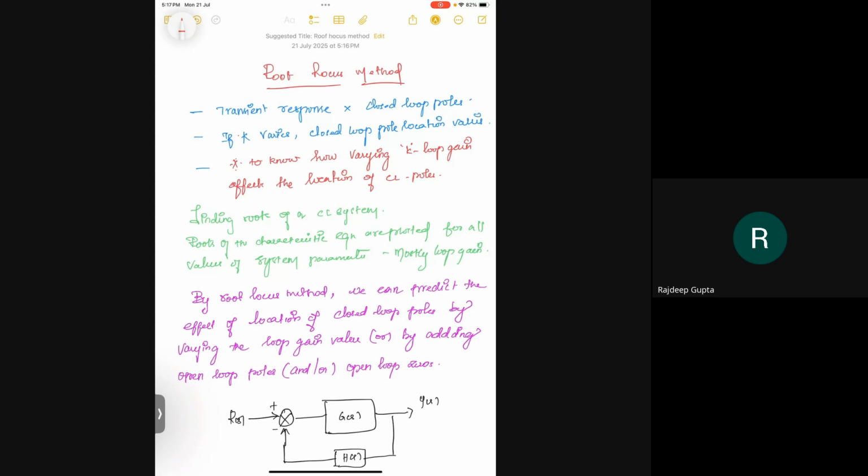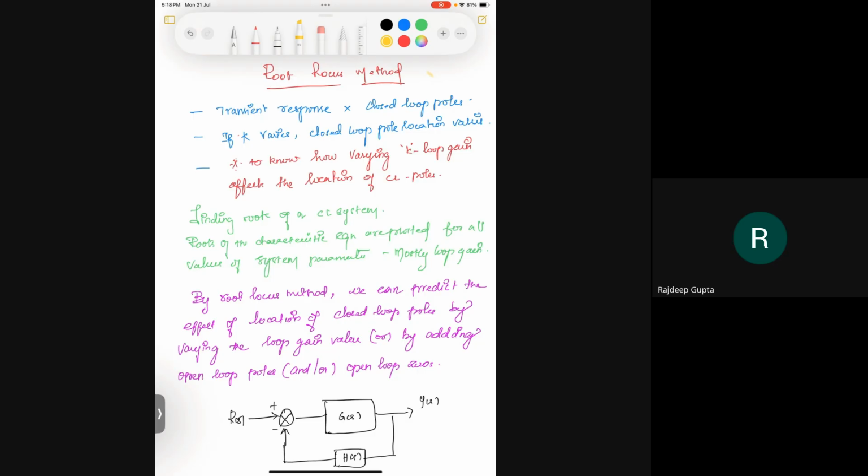Your voice is breaking. Okay, like I wanted to say, this is a new method, the root locus method. This will help us determine, by changing the values of gain, how we can get the desired output response. Is it clear now?